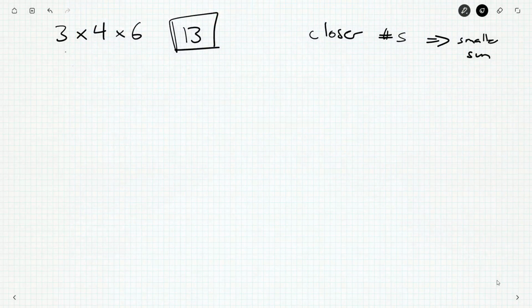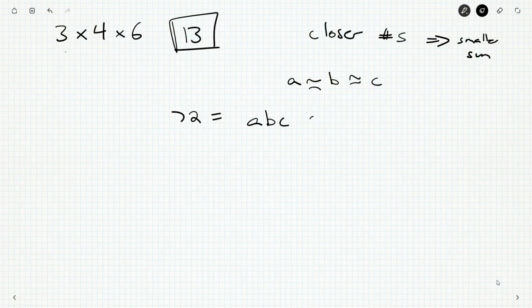If the numbers are close together, and if I've got 3 of them, then A is very similar to B is very similar to C. If they're close together, they're basically the same number. So the product, which is 72, should be close to just A multiplied by itself 3 times. So these 3 numbers, A, B, and C, should be kind of close to the cube root of 72.